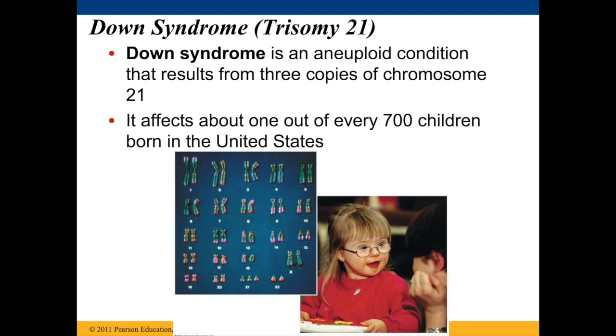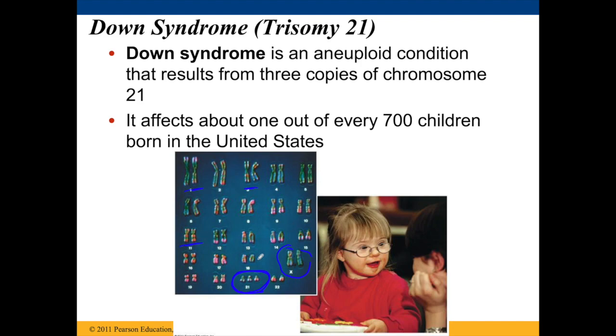For example, this individual here, she has Down syndrome. The reason is because she has three copies of chromosome 21. Now any of the other chromosomes, besides chromosome 21 and the sex chromosomes we'll talk about in a second, you cannot live with the wrong number of copies. If you were to have three copies of chromosome 1, it's lethal. Three copies of chromosome 3, it's lethal.